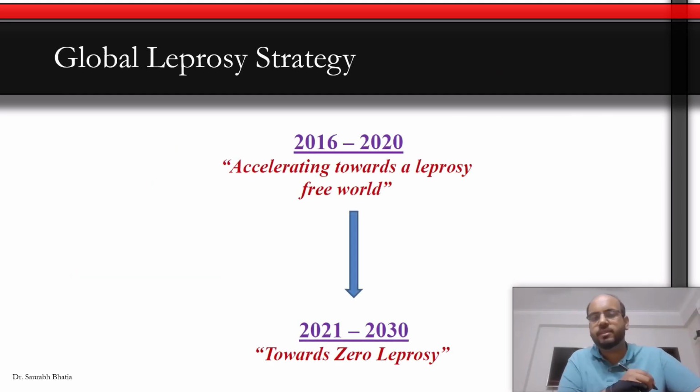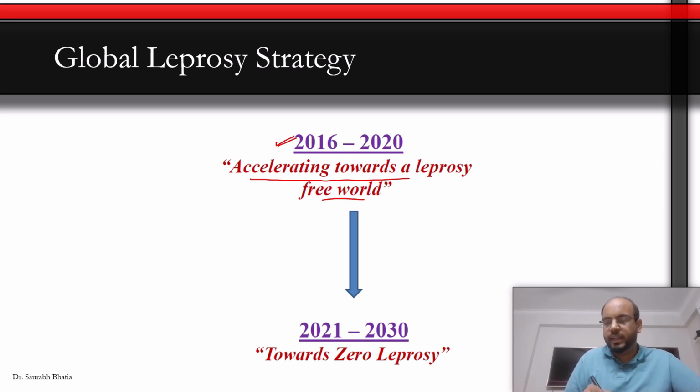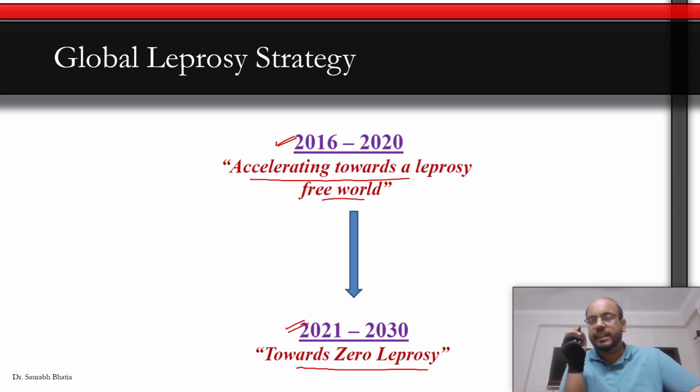Now, what is the global leprosy strategy? The global leprosy strategy is the strategy to counteract Hansen's at a global level, at a world level. Initially, from 2016 to 2020, the theme was accelerating towards a leprosy-free world. That means we want a leprosy-free world and we need to accelerate towards it, that means move quickly towards it. That's what acceleration means. After 2020, from 2021 to 2030, the theme is now towards zero leprosy. At the global level, we want to achieve zero leprosy by 2030. And this is your global leprosy strategy.